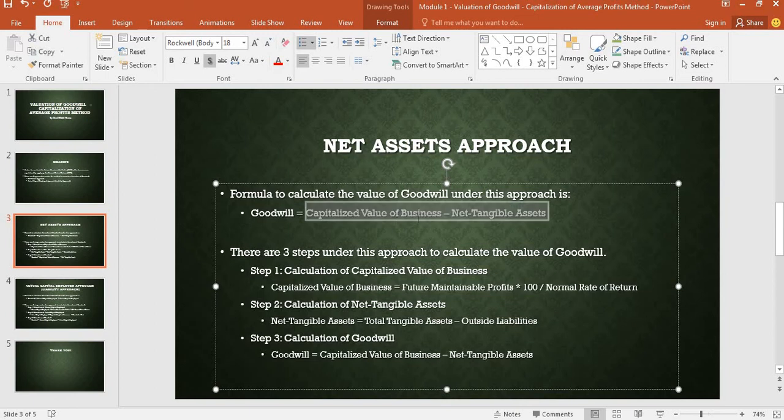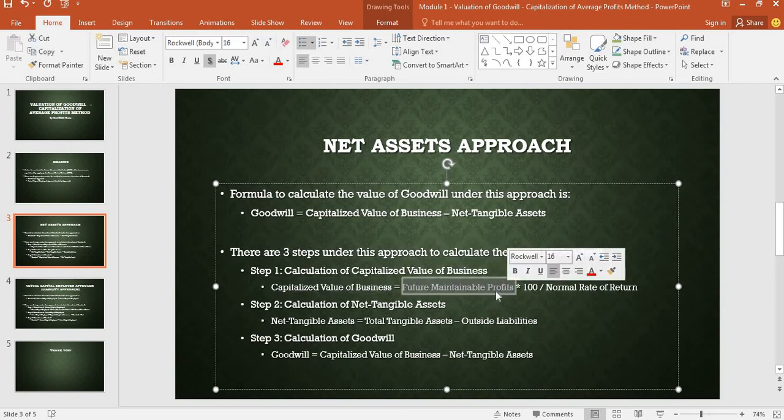See, first we are supposed to find out the capitalized value of business. This is step 1. The step 2 is calculation of net tangible assets, and the step 3 is calculation of goodwill. So the formula for capitalized value of business is future maintainable profits into 100 divided by normal rate of return. Future maintainable profits, also known as average adjusted profits, into 100 divided by normal rate of return.